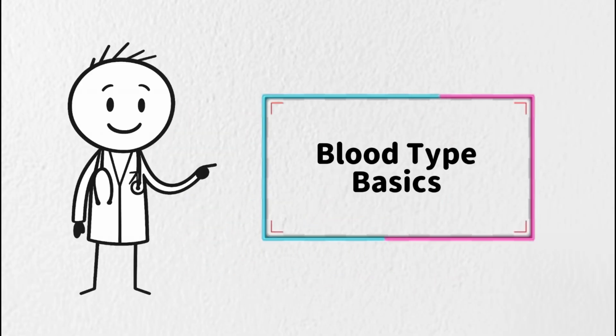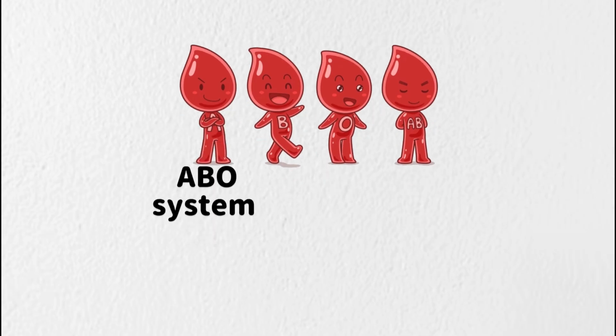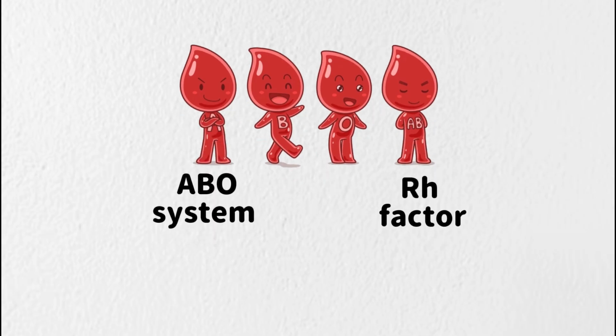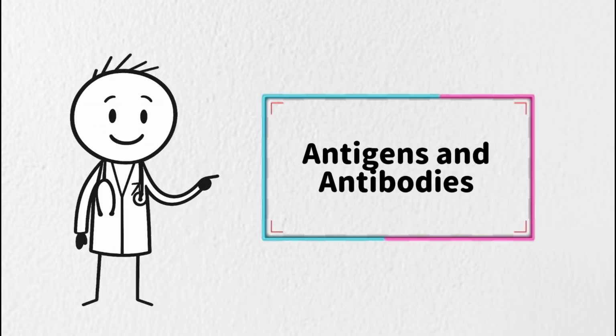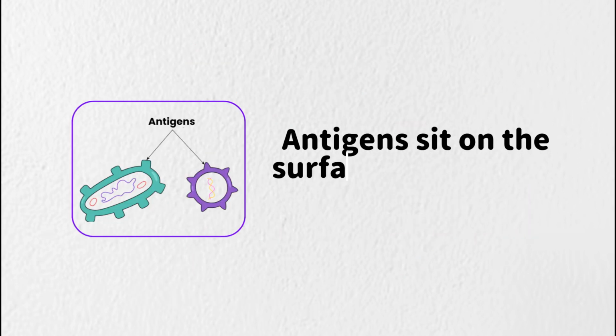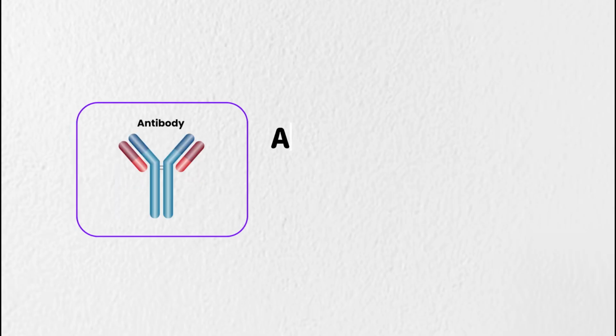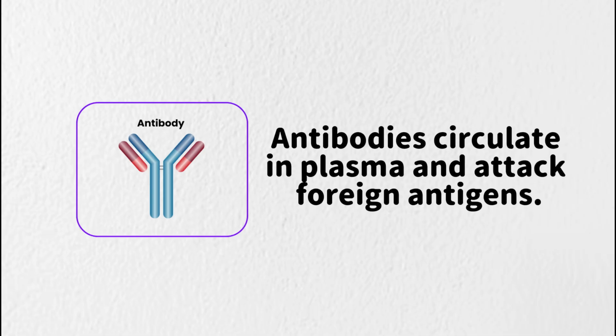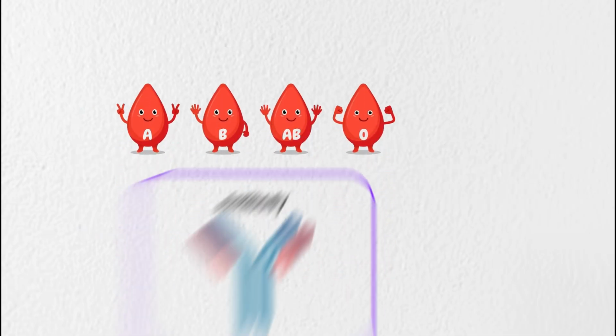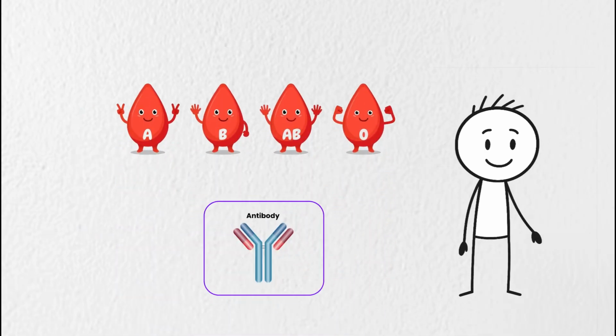Blood type basics. Blood types come from the ABO system and the Rh factor. The ABO system includes A, B, AB, and O. Rh adds a positive or negative marker to each group. Antigens and antibodies. Antigens sit on the surface of red blood cells. Antibodies circulate in plasma and attack foreign antigens. Your blood type determines which antibodies your body naturally produces.